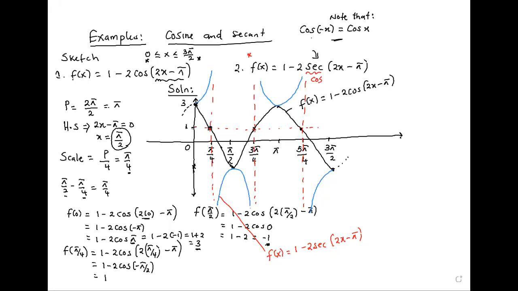Yeah, you always include the asymptotes when sketching sec. When sketching sec and cosec, use asymptotes. Always. Okay. So we end here.